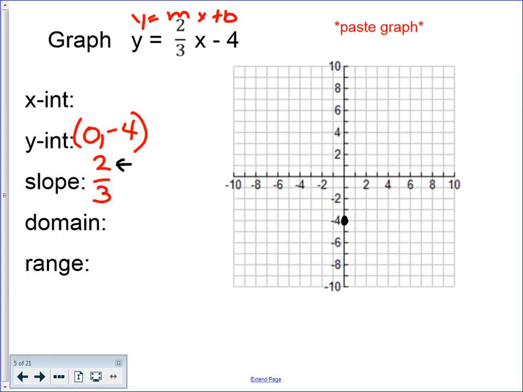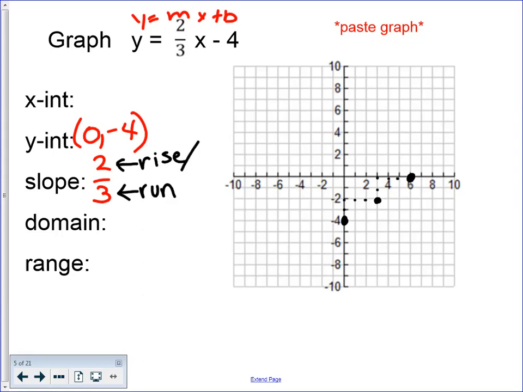So then my rise is 2: 1, 2. My run is 3: 1, 2, 3. So I have a point here at 3, -2. I want to go ahead and get this third point. 1, 2. 1, 2, 3. You want to minimum have at least 3 points. If you decide to do more, you can. Just keep using your slope to go up. If you want to go backwards, then you just need to do the opposite.